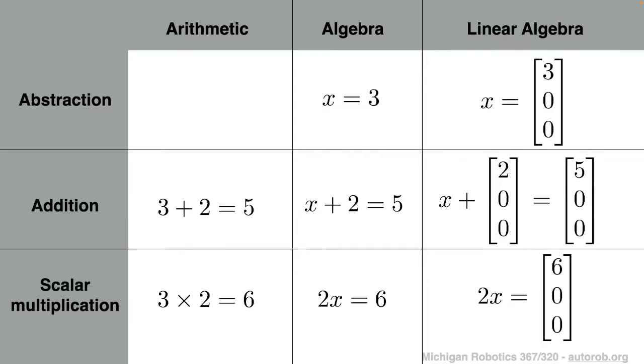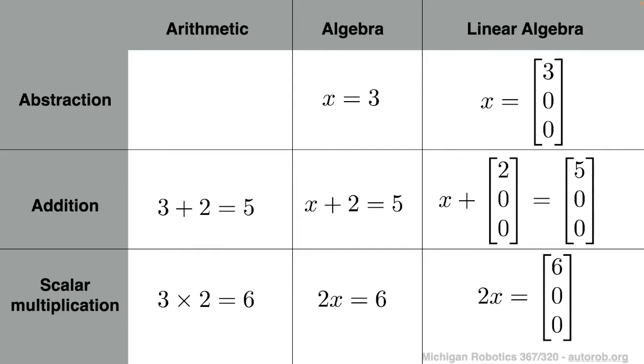So moving down then, how the addition operation differs between these different branches of mathematics. Within arithmetic, addition is defined as you're familiar with. It's just operating on known quantities to produce some output scalar. Within algebra, we can use our unknown variable within the addition operation. And similarly, within linear algebra, we can apply addition as being an operator on two elements from this vector space, where the output again is going to be an element from the vector space.